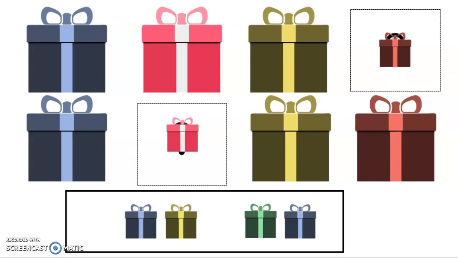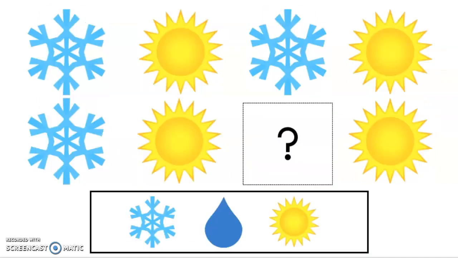Let's move on to another one. This pattern, we have 2 different objects, a snowflake and a sun. Let's start by reading the pattern the same way we have before. Snowflake, snowflake, sun, sun, snowflake, blank, sun, sun.